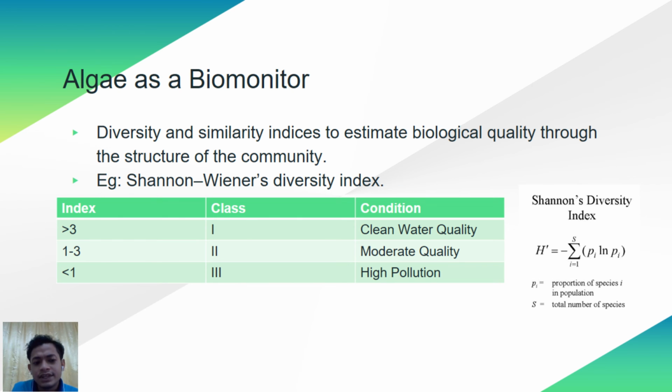If the index is more than 3, it is class 1, a class 1 environment, and the condition is clean water quality. If the index is 1 to 3, it is class 2, and its condition is of moderate quality. And if it is less than 1, it is class 3, and the condition is highly polluted.